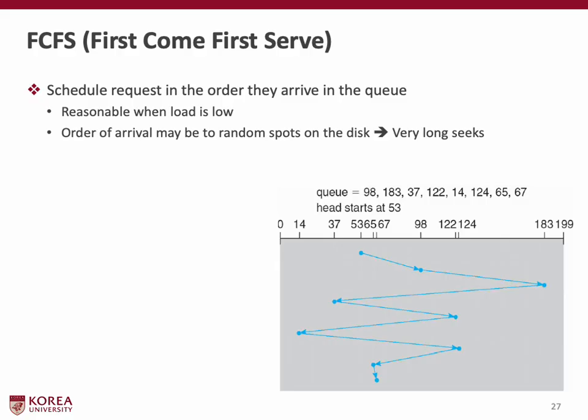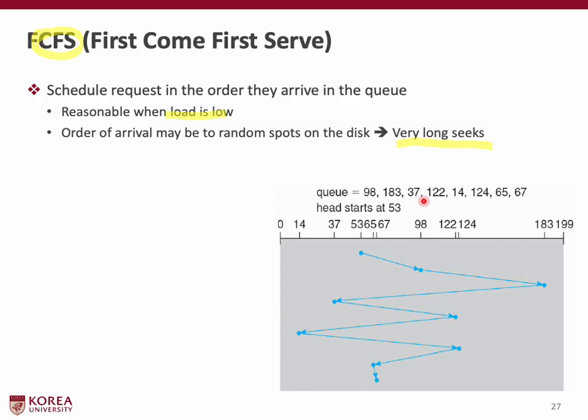The simplest disk scheduling algorithm is first come first serve. In this method, requests are handled in the order they arrive, so basically this is fair and easy to implement. And it works fine when the system is not very busy. But if the requests are spread out across the disk, the arm may have to move a long distance back and forth, causing long seek times. For example, let's see this figure.